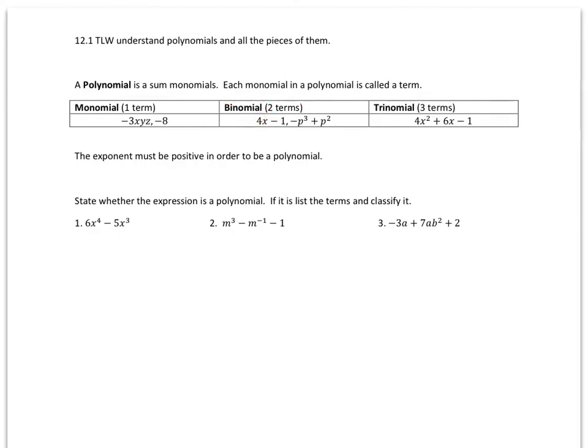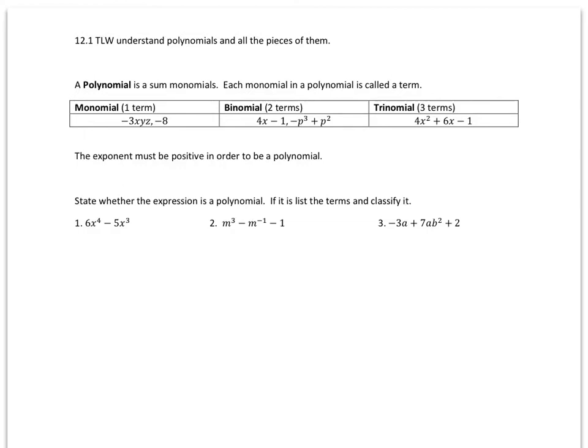Binomial means two terms. So 4x minus 1, those are the two terms of it. Negative p to the third plus p squared, those are two terms of it. 1, 2. See how they're separated by the addition? This one was separated by the subtraction. That means you have two terms. The third main name that you'll see is trinomial, meaning three terms. So you have 4x squared, 6x, negative 1. Those are the terms. Okay?